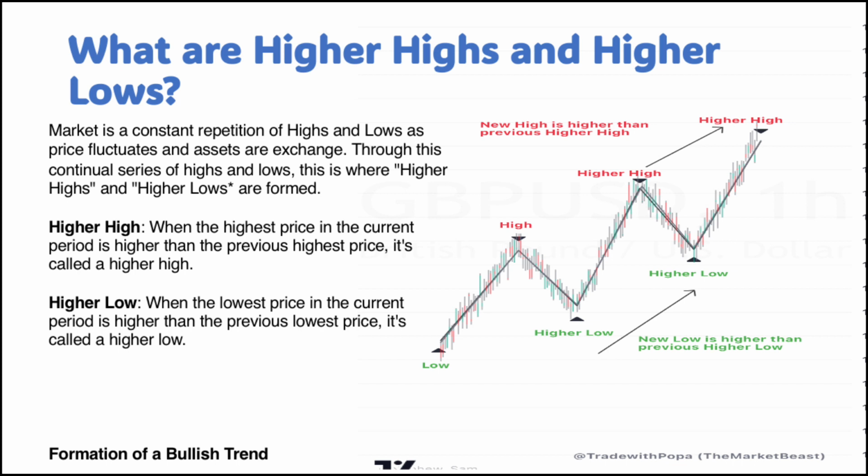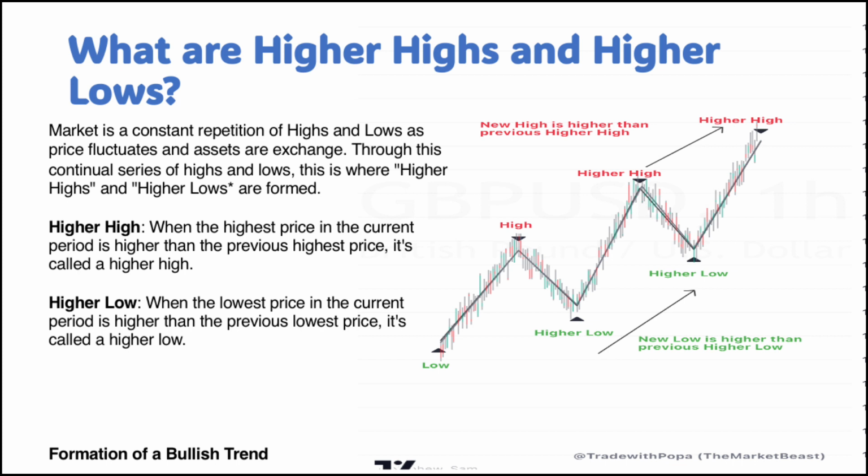Now, what's a higher high? A higher high is when the highest price point in the current market period is higher than the previous highest price. It is called a higher high. What's a higher low? A higher low is when the lowest price in the current market period is higher than the previous lowest price. It's called a higher low.